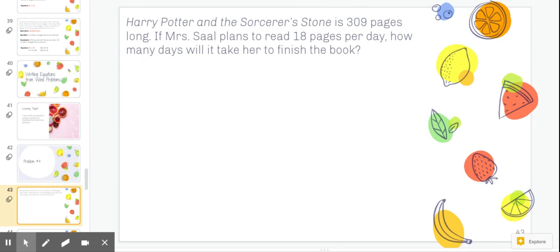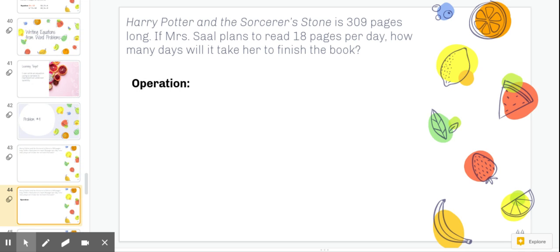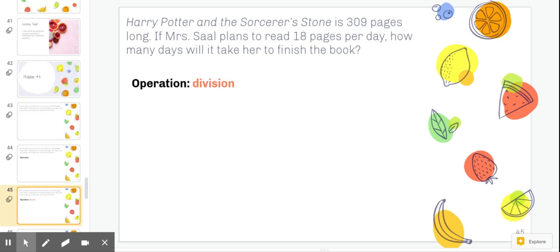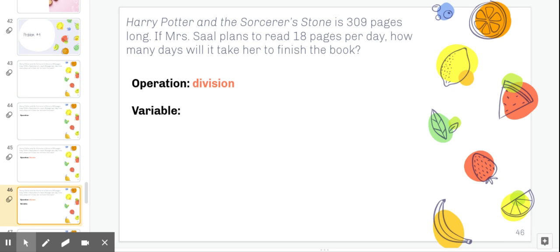Harry Potter and the Sorcerer's Stone is 309 pages long. If Mrs. Saul plans to read 18 pages per day, how many days will it take her to finish the book? So let's start by deciding on an operation. Now you might be thinking that you could use multiplication for this problem, and that is true, but I'm going to use division because I know how many pages I start with, and that way I can divide that number by another number.